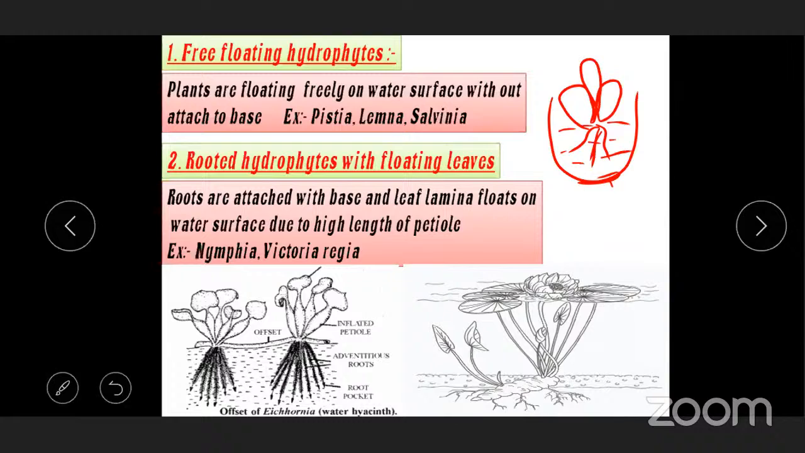Those are known as free floating hydrophytes. Examples: Pistia, Lemna, Salvinia, or Eichhornia. These are freely floating on the water surface, but the roots are not attaching with the substratum or the base. What are the examples? Pistia, Lemna, and Salvinia.